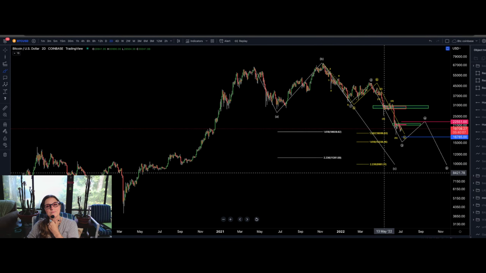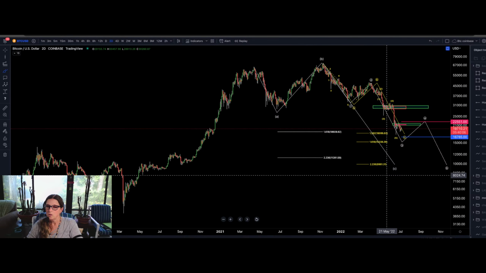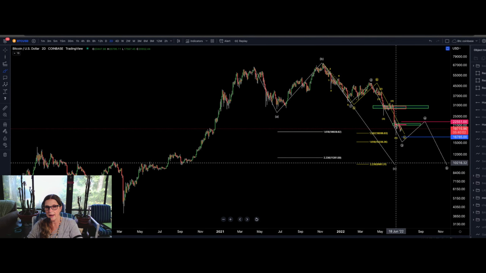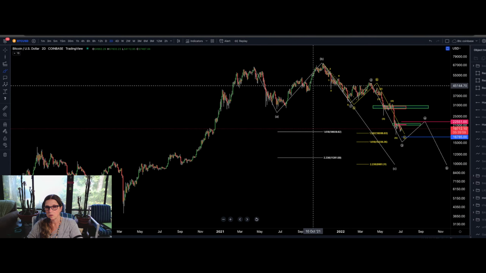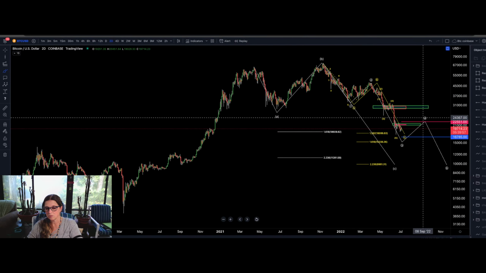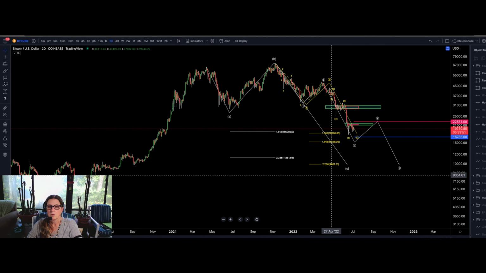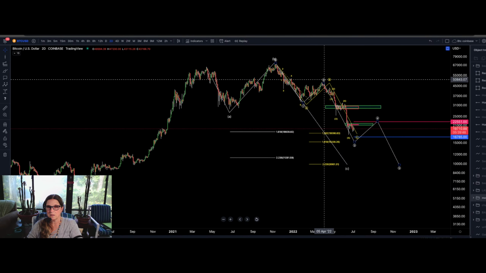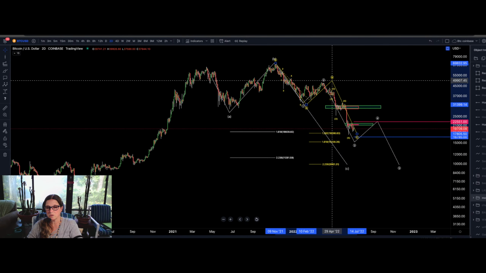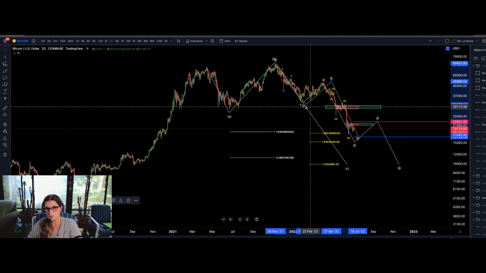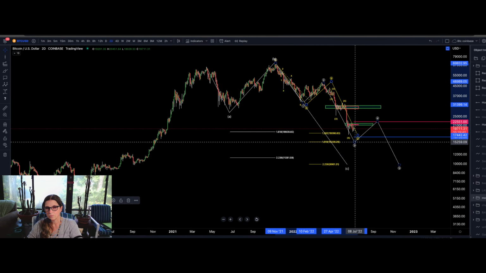Okay, this one. So we have the white ABC, which will have to be this one in white. If it's the white ABC, it's going to come deeper. More likely, if we're going to pivot and end this thing, it's going to be the yellow ABC.